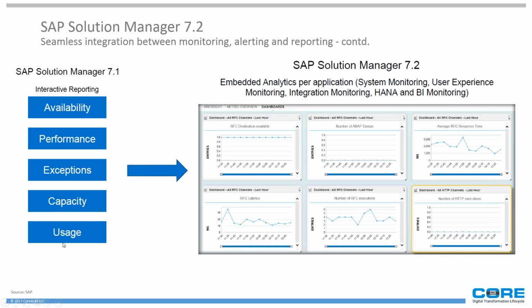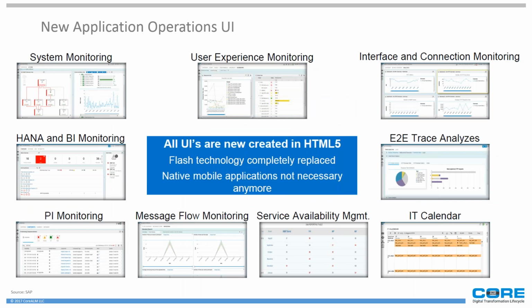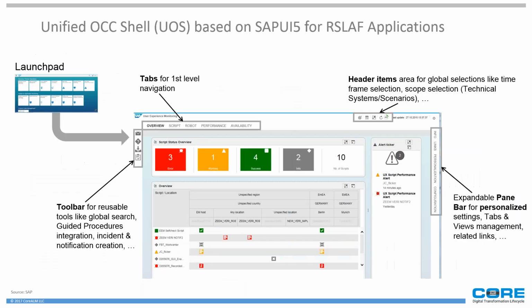So from all the technology that's available, pretty much everything is covered, from availability, performance, exception, capacity, usage. And you can see on the right side different dashboards that are delivered, and then you can customize those. You can create your own version. We'll talk about those a little bit more. And different applications or different apps from a monitoring perspective, they're all available in UI5. As we mentioned, there's really no more dependencies as they were before in terms of browsers and different flash technology.